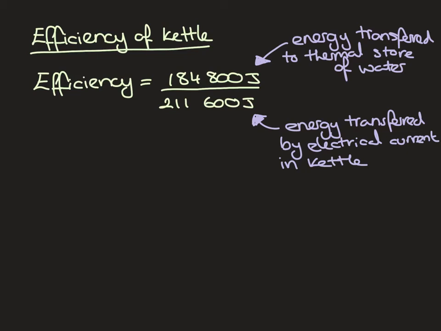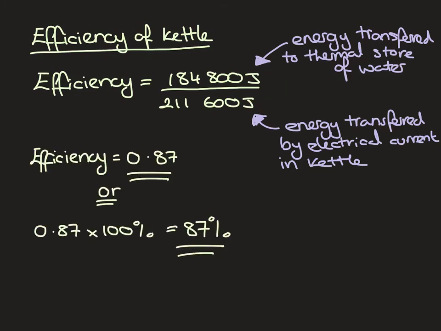The energy transferred to the thermal store of the water was 184,800 joules. And the energy transferred by the electrical current in the kettle was 211,600 joules. So the useful output was the energy transferred to the thermal store of the water, and the total input was the energy transferred by the electrical current. So here is our equation, and you can see we're both in energy here, so we're going to get a ratio with no units, so that is great.